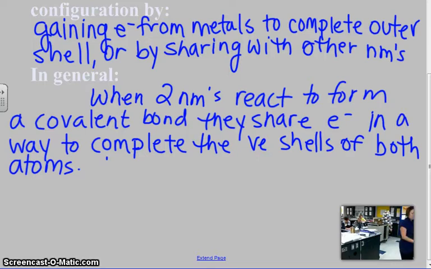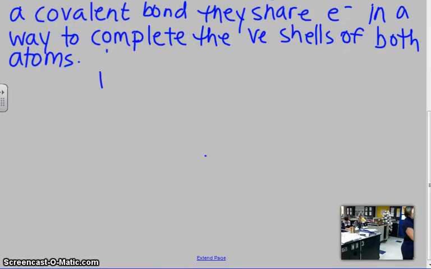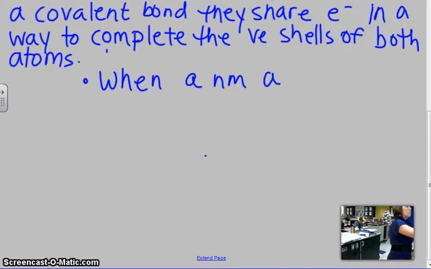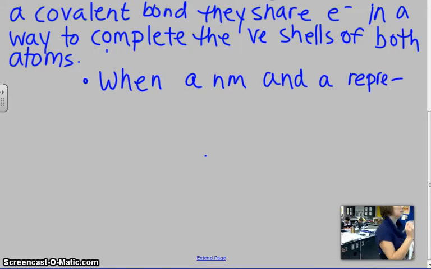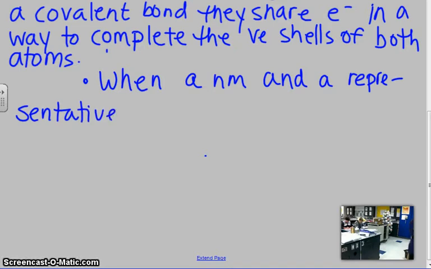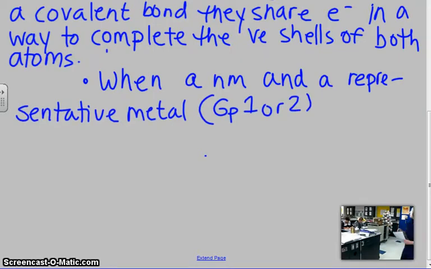But when a nonmetal, this is the second dot, and a representative metal, a representative metal is group 1 or 2. We can't really talk about the metals that have multiple oxidation states here again, because the whole 8 is happiness thing doesn't work for them, right? God bless you. Thank you.